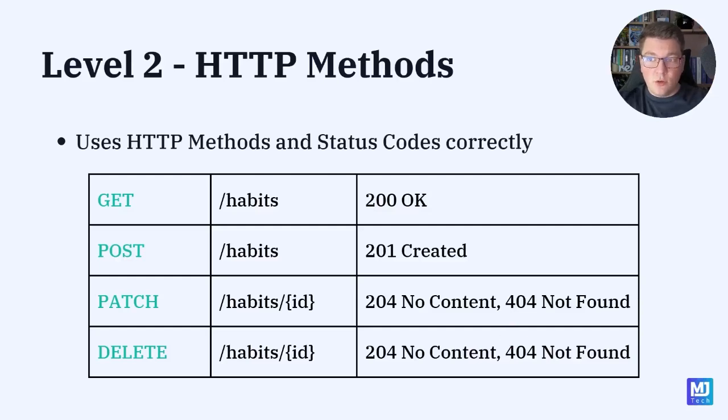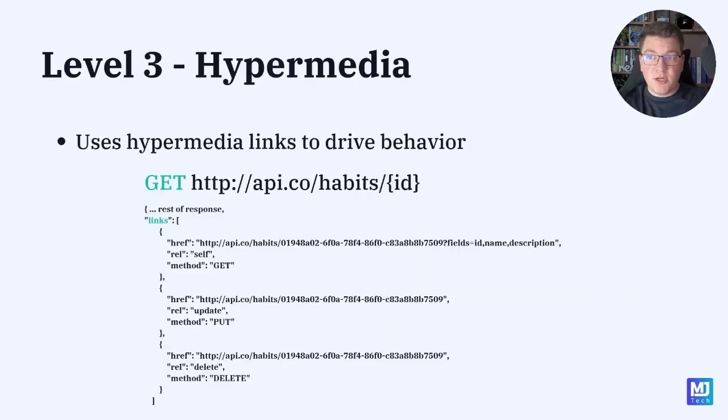So at level 2 of the Richardson Maturity Model, we start supporting HTTP semantics by using the correct HTTP methods and returning the correct status codes. Finally, at level 3, we introduce hypermedia to our resource representations, and we start using hypermedia links to drive the behavior of our application. So if we send a GET request to our API, for a given habit with a specific identifier, which represents the URI of this resource, we will get back a representation of this resource.